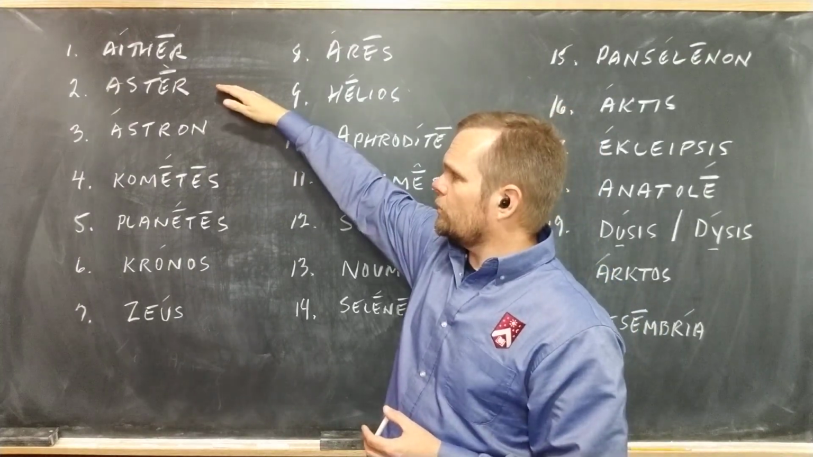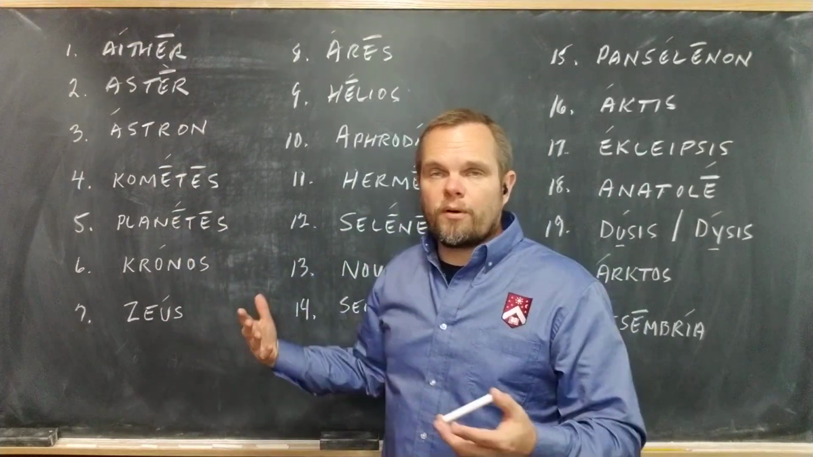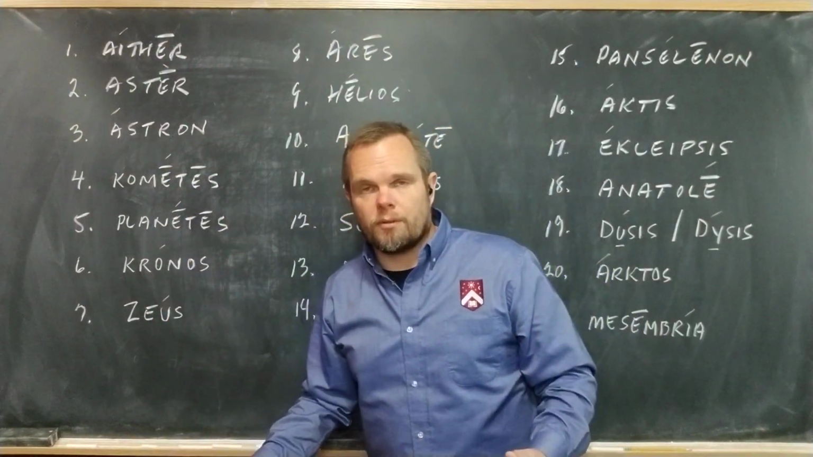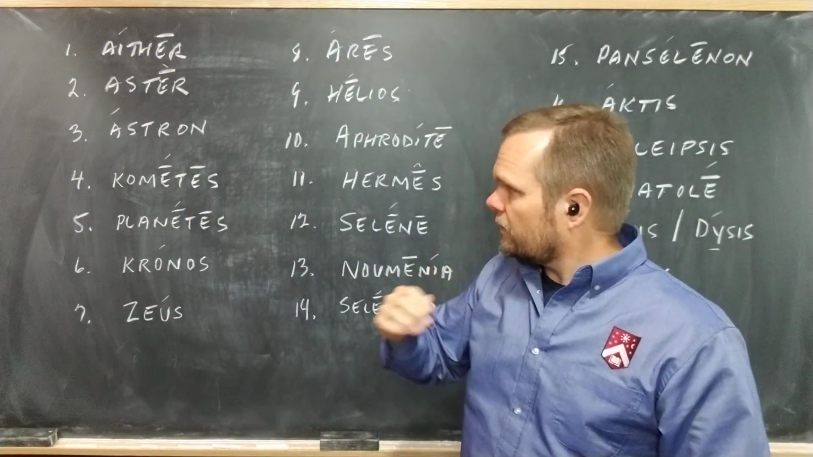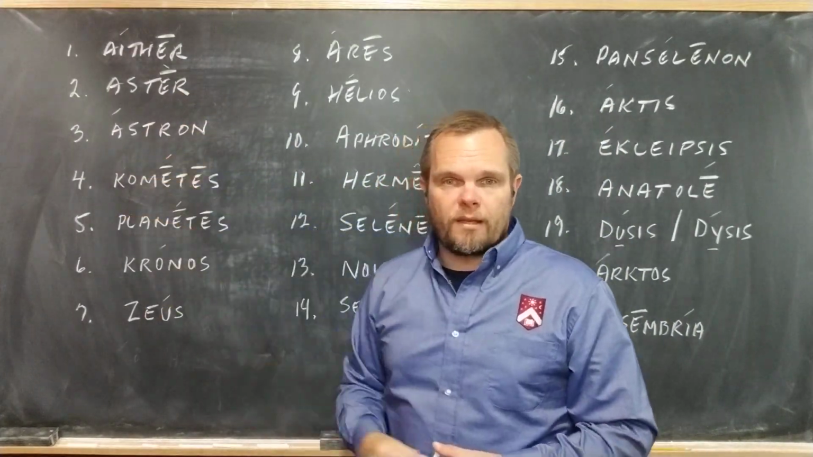So from numbers 2 and 3, aster and astron, you can see where the word astronomy comes from. It's the study or the laws of the stars, aster and astron.